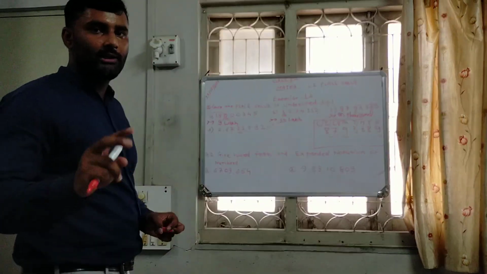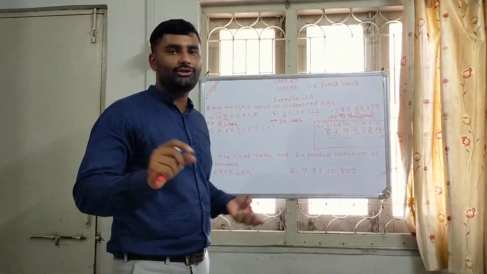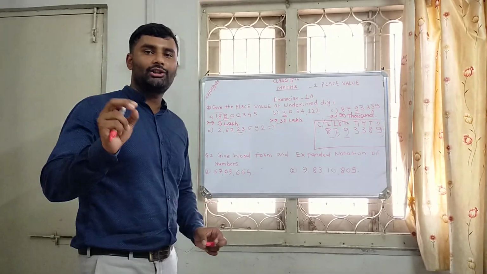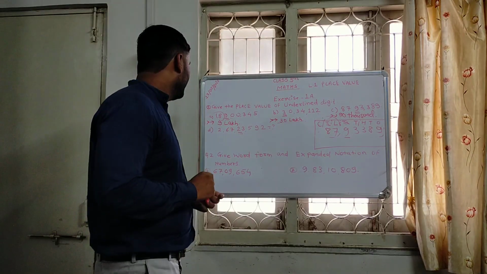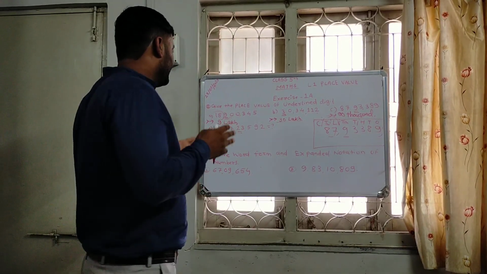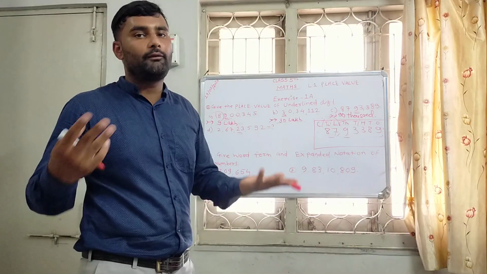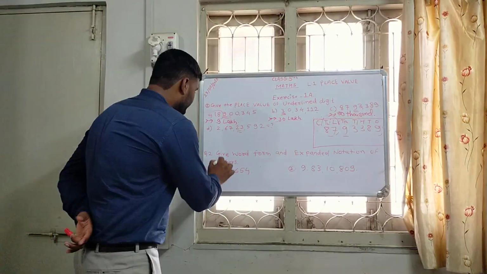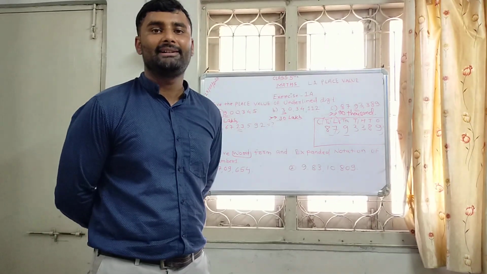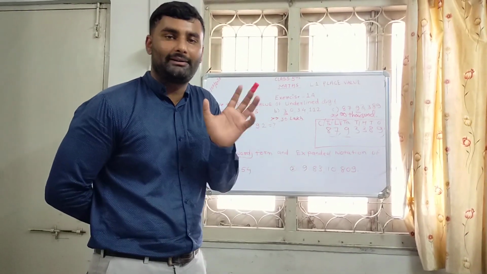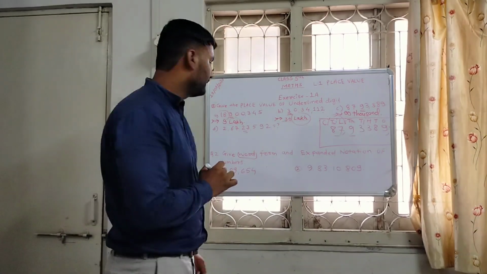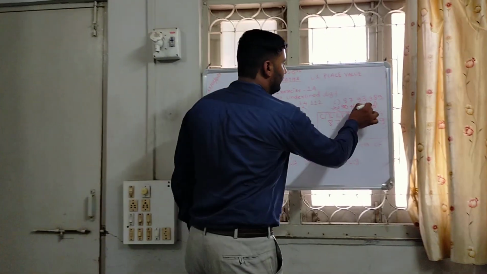Moving on to our question number 2, which is in exercise 1A, question number 2. What is question number 2? Question number 2 is: give the word form and expanded notation of the numbers. What is meant by word form? Word means in alphabets, in the form of A, B, C, D or any types of words. That means I write here lakh, okay, lakh, thousand.